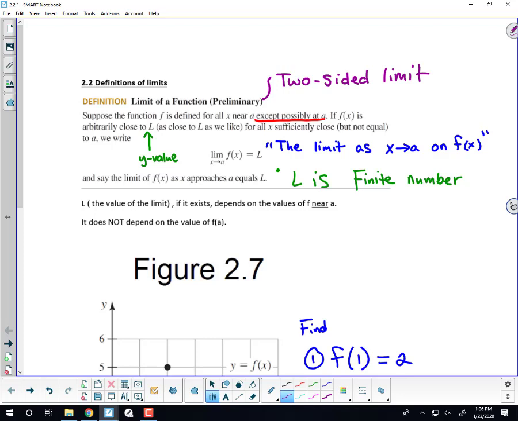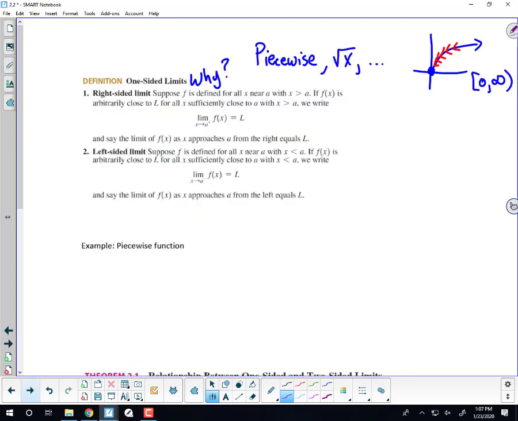Just so we're all clear, that's a two-sided limit. And if you'll notice, there's just a slight modification in the definition of a left limit and a right limit. So the right-sided limit is, as its name indicates, we're approaching some x value from the right and only the right side of that x value.